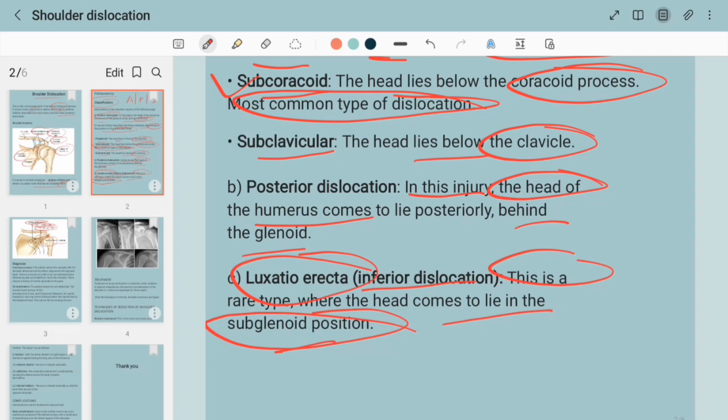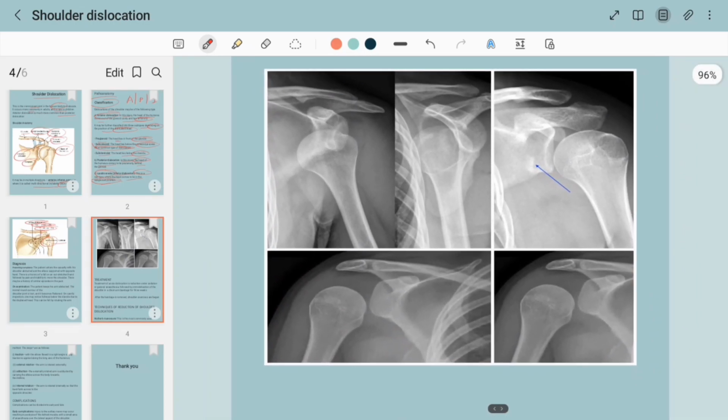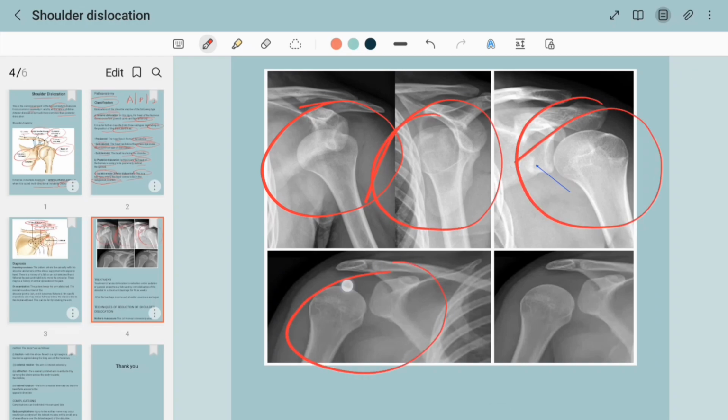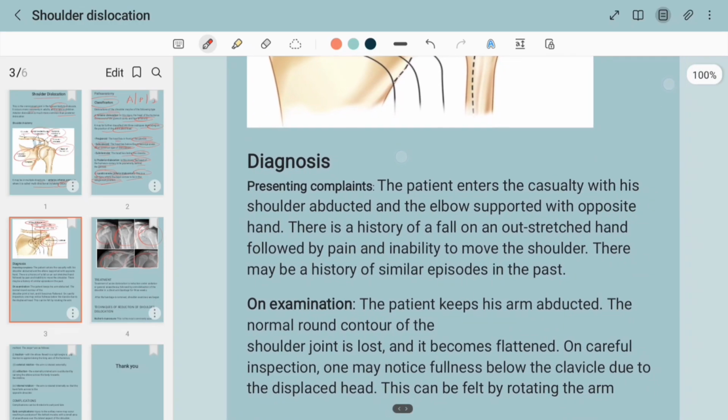Here are some pictures I have put into the PDF. These are the anterior dislocations, this is the posterior dislocation, and these are the anterior dislocations. We can see in the X-ray. The X-ray is very useful in the diagnosis.